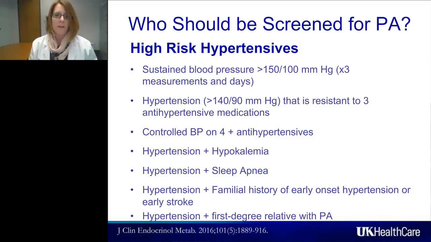Others with hypertension that is resistant to at least 3 or more antihypertensive meds, or those that have hypertension that is actually controlled on 4 or more antihypertensive meds, should be worked up for primary aldosteronism. In addition, patients with hypertension and hypokalemia, sleep apnea, and a family history of early onset hypertension should be worked up as well. Finally, hypertension and a first-degree relative with primary aldosteronism should lead to the workup of a genetic source of primary aldosteronism.